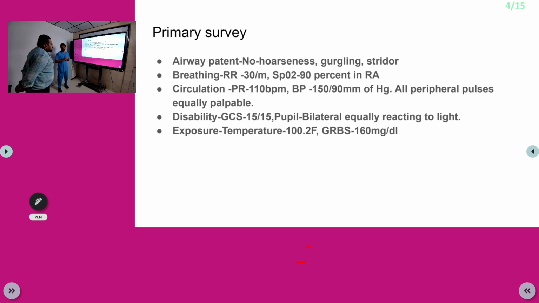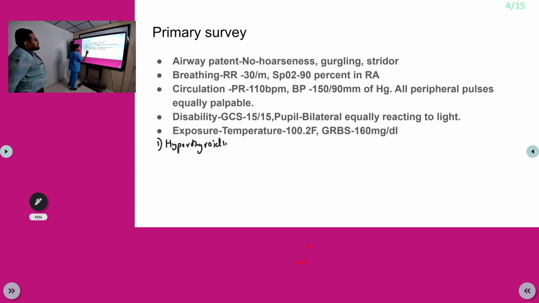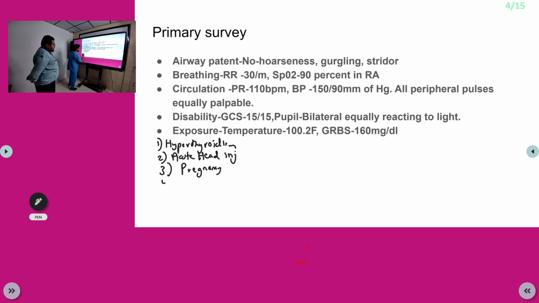So I'll just brief it out to you again. Can you just list it down? One will be hyperthyroidism. Second one will be acute stroke, or any acute head injury, any raised ICP. Third one will be pregnancy, and fourth will be associated cardiac failure or arrhythmia. So these are the conditions where we definitely have to give IV paracetamol.